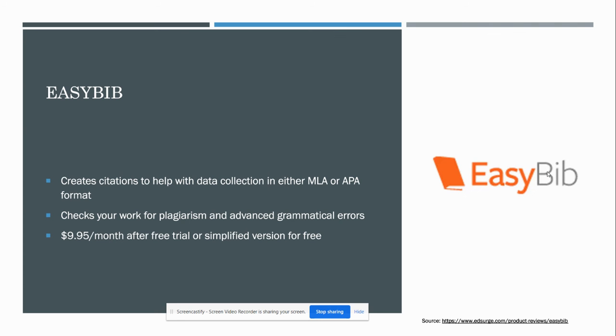So the app called EasyBib does have a free version and it can be used on a web-based platform. But if you want really complex features, then unfortunately you do have to pay for it. But what I really like is it takes your source and it tells you whether it's reliable or not, whether it's peer reviewed or not. It checks for plagiarism. It checks for grammatical errors, which a lot of students have problems with.